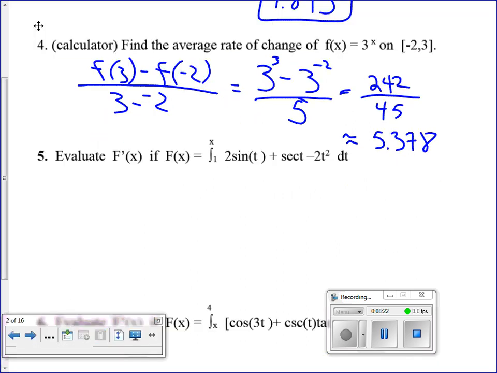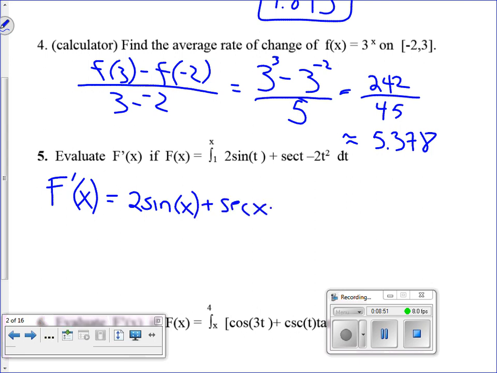For 5 through 8, you're just applying the second part of the fundamental theorem of calculus that says if you want to take the derivative of a definite integral function, it's derivative of upper. So to take the derivative, you only do this: derivative of upper, which is 1, plug in the actual upper limit of integration in for all the t's. So when you do that, you'd have 1 times 2 sine x plus secant x minus 2x squared.